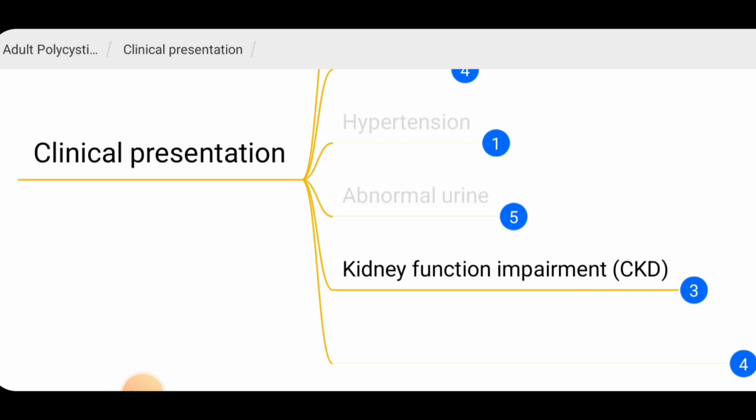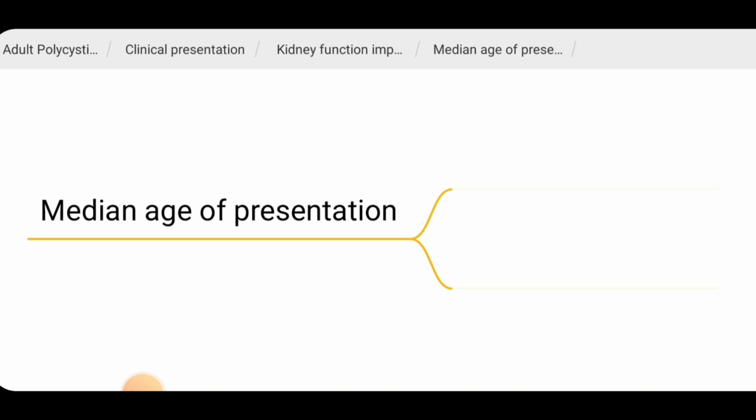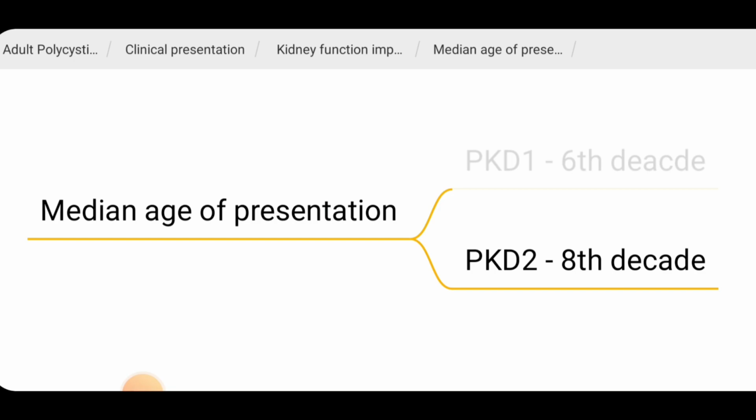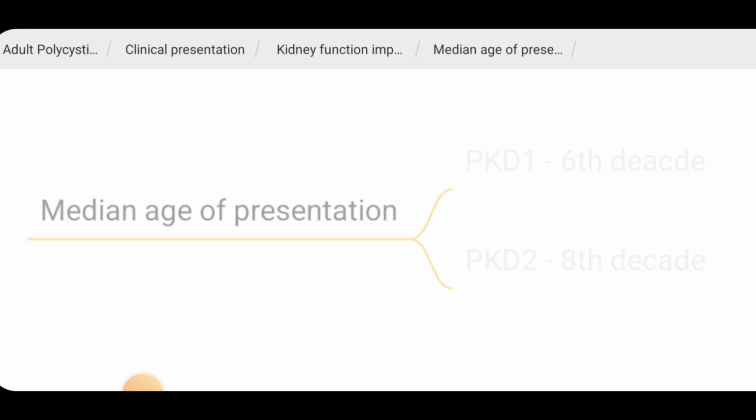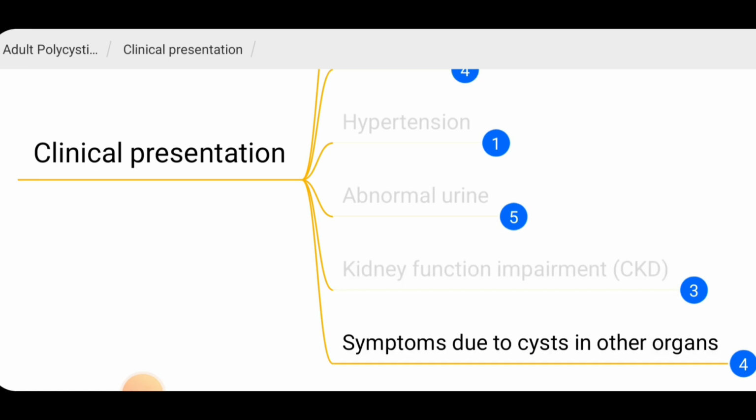They also progress to kidney function impairment, which we call chronic kidney disease or CKD. The median age of presentation of CKD in patients with adult polycystic kidney disease depends on the gene which is defective. In patients with a defective PKD1 gene, they present in the 6th decade. Patients with a PKD2 gene abnormality usually present in the 8th decade. So kidney function impairment is another presentation.